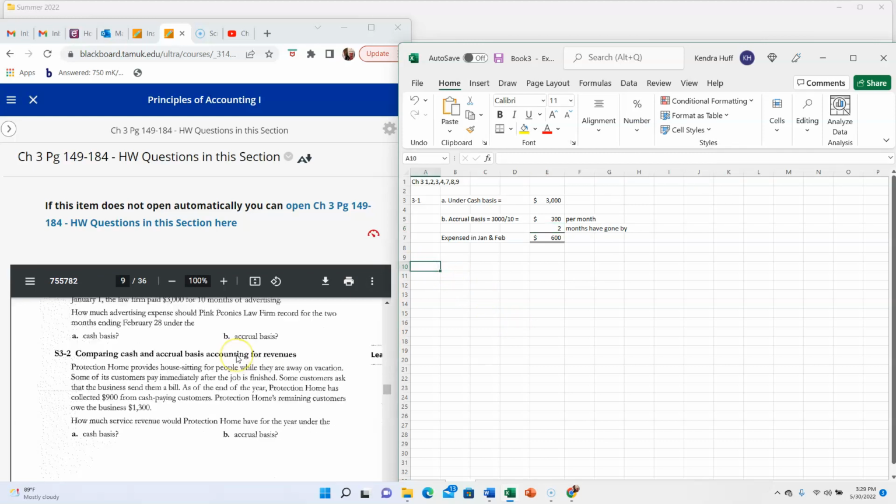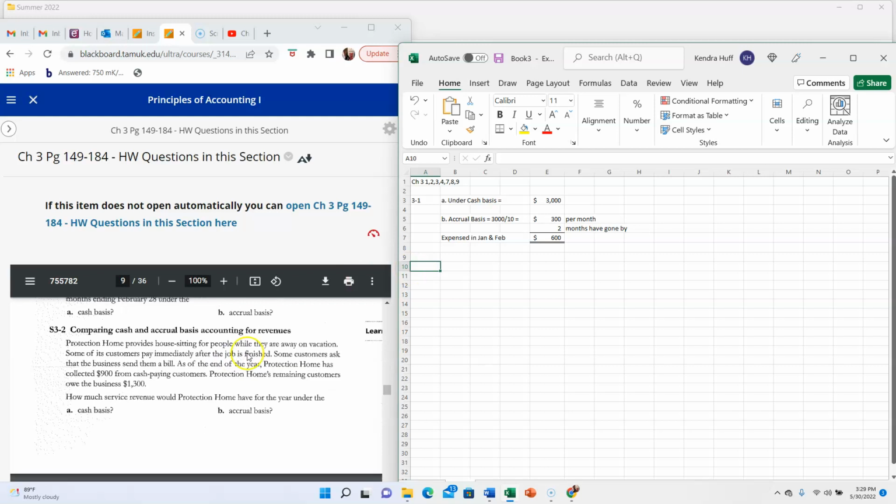All right, number 2. So it's kind of the same thing. Cash basis, but in this case it's revenue as opposed to expenses. Our Protection Home provides housing for people while they're away on vacation. Some of its customers pay immediately after the job is finished. Some customers ask that the business send them a bill. As of the end of the year, Protection Home has collected $900 from cash-paying customers. Protection Home's remaining customers owe the business $1,300. How much service revenue will Protection Home have for the year under the cash basis?